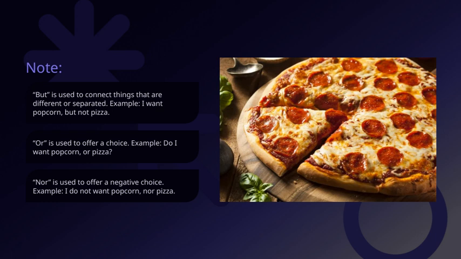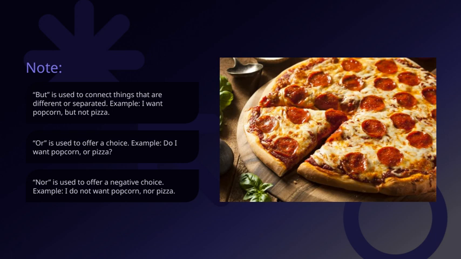Next, or is used when you're offering a choice between options. Like, "Do I want popcorn or pizza?" Here, you're presenting 2 alternatives and asking which one is preferred. Finally, but is used to connect ideas that are different or even contrasting. For instance, "I want popcorn, but not pizza." It shows a shift or a contrast between what I desire and what I don't want.